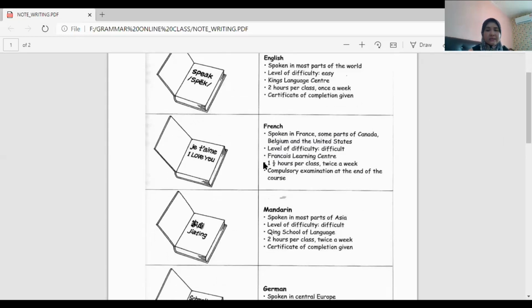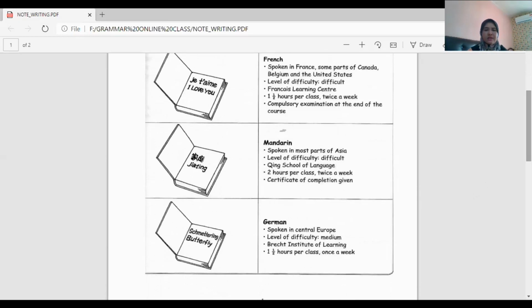Then the second class is the French class. It's spoken in France, some parts of Canada, Belgium, and the United States. The level of difficulty is difficult. Then this lesson is taught at Franchise Learning Center. Then it is 1.5 hours per class, and the class is held twice a week. And it is compulsory for all the students to take an examination at the end of the course.